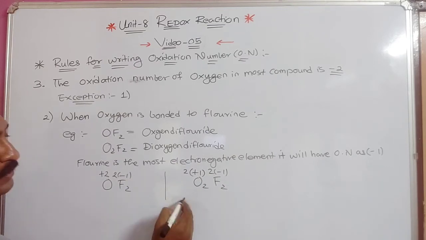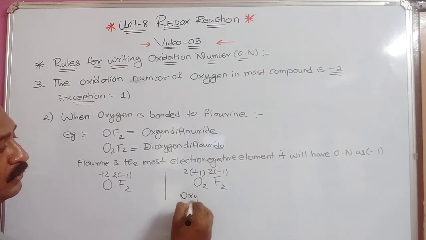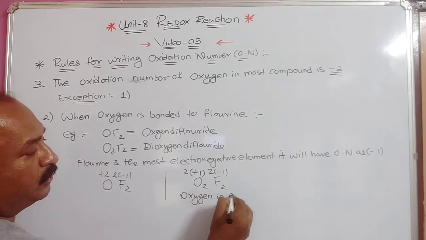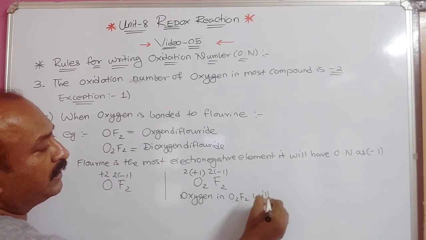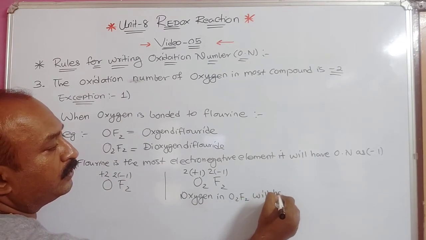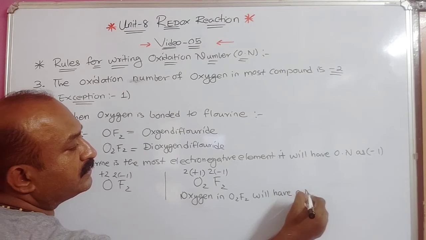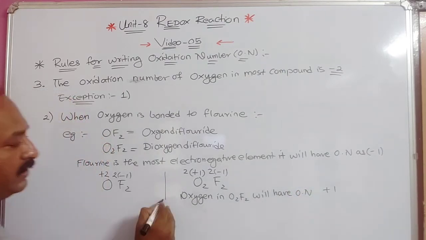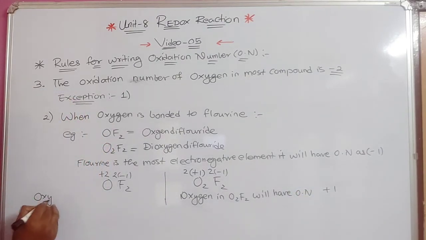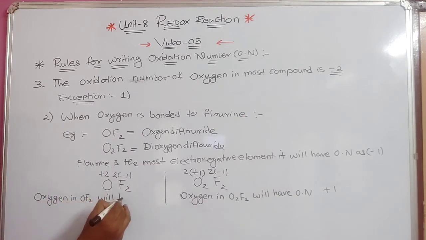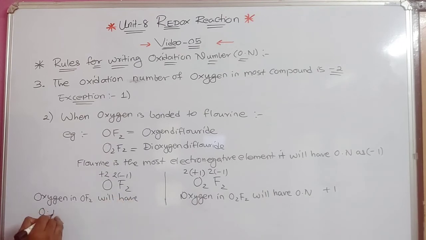This part understood? So oxygen in O2F2 will have oxidation number +1, while oxygen in OF2 will have oxidation number +2. Understood? So this is the exception, another exception number 2. This you can write down in your fair book.